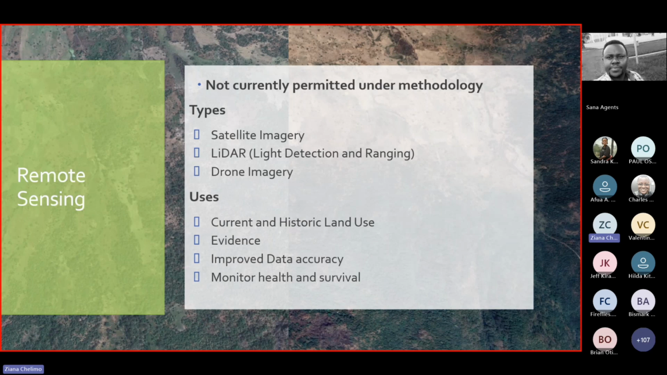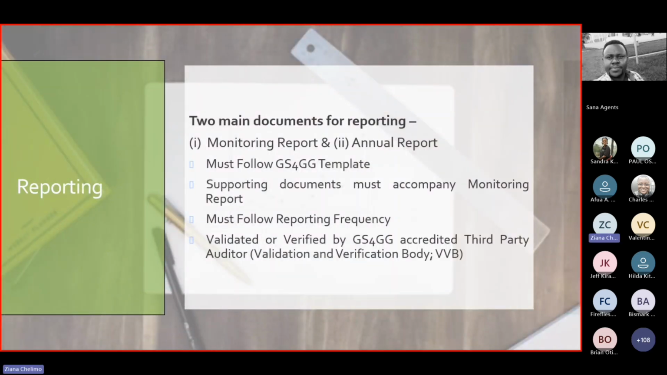So for Gold Standard, it is recommended or permitted that you use a hybrid approach that combines both remote sensing and on-the-ground calibration to then do your monitoring. And then finally, we come to the reporting. So as any project, you need to do your reporting. And for this, there are two main documents that are needed for reporting.